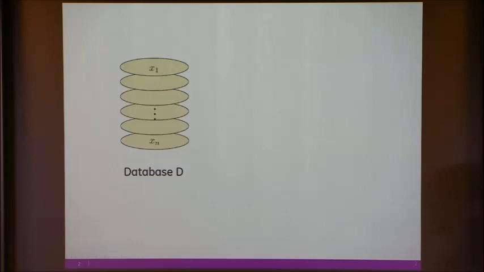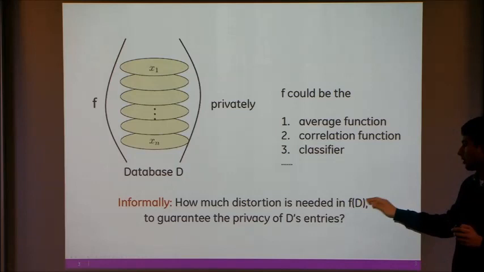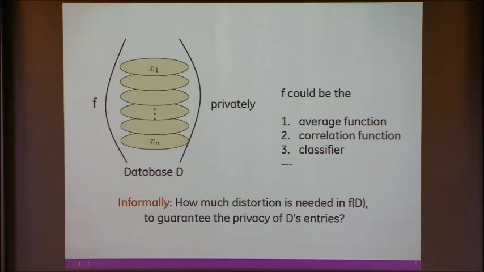So let's start by describing the standard setting in database privacy. We have a database D, and we want to release some function F on this database privately. The question that we're going to try to answer in this talk is, how much distortion is needed to release F of D to guarantee the privacy of participants? And we have seen in this workshop so far that we have made huge progress, with both upper and lower bounds, in understanding this problem.